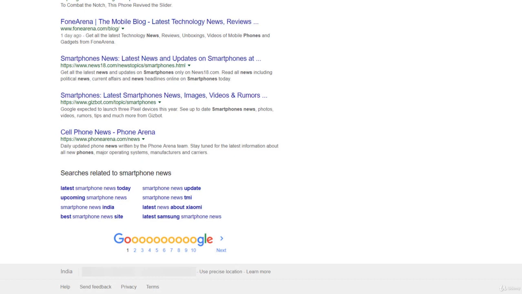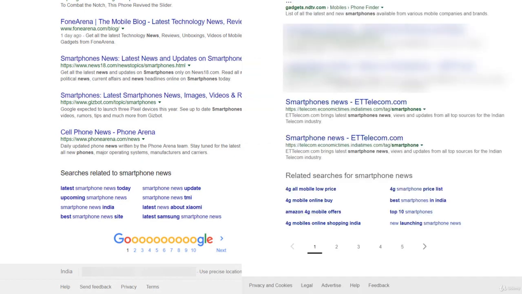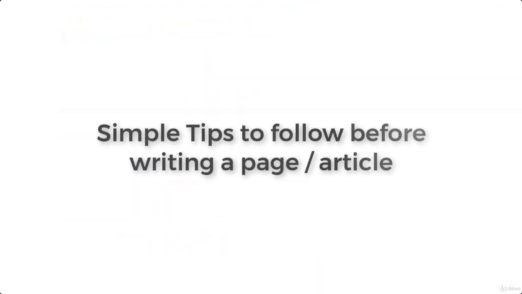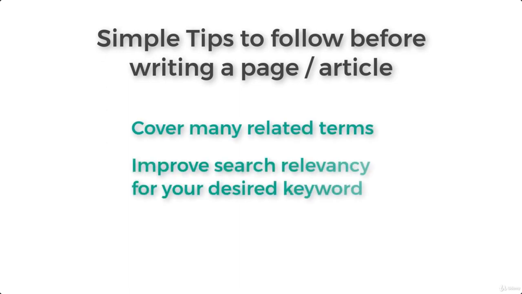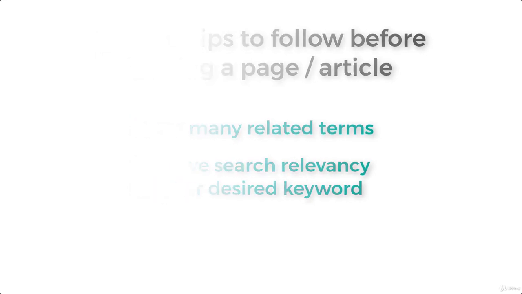Here come the suggestions for the keyword smartphone news in Google and the same in Bing. So these are some simple tips which you can do in a few minutes before writing an article based on a particular keyword. By covering many related keywords in your article, you can easily improve the search relevancy of your article or page for your desired keyword.